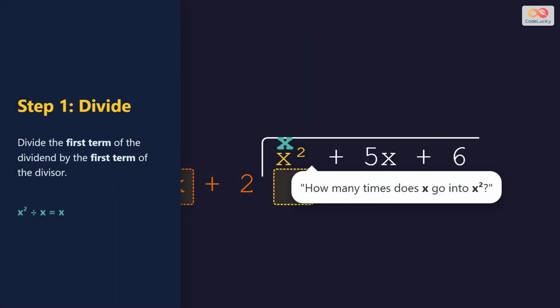Let's begin. Step 1 is to divide. Look only at the first term of the dividend and the first term of the divisor. Ask yourself, how many times does x go into x squared? The answer is x. We write this x on top, above the term with the matching power.